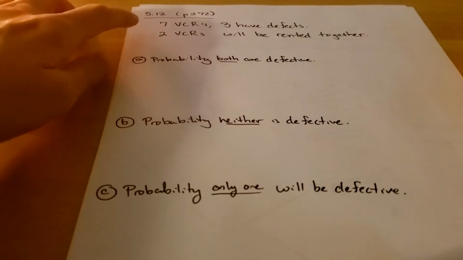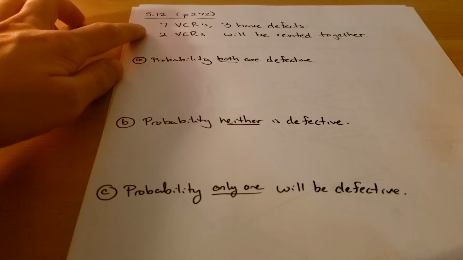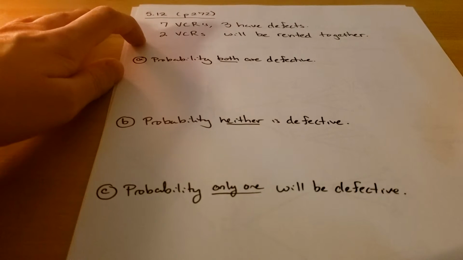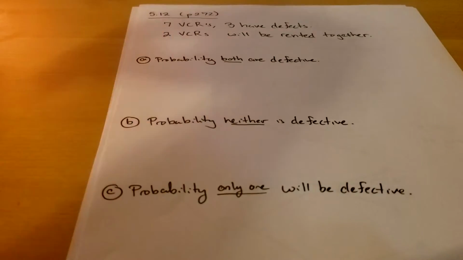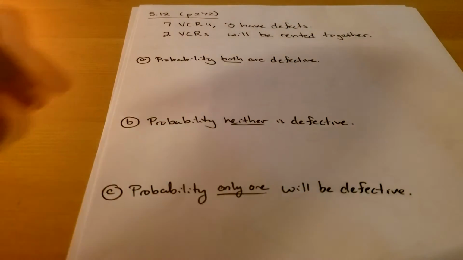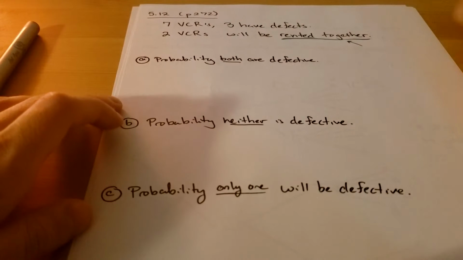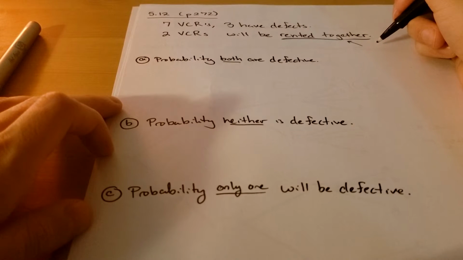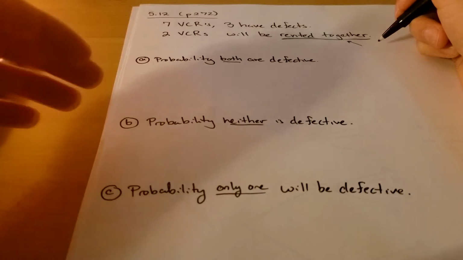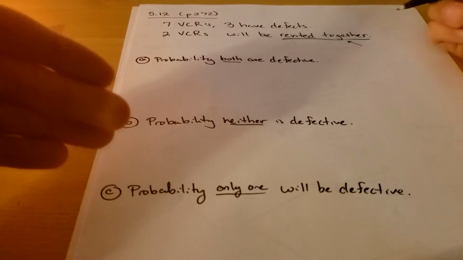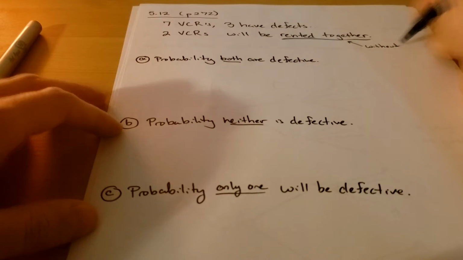So in this problem, we're told that there's 7 VCRs that can be rented and 3 of them are defective. Then we're being told that 2 VCRs will be rented together. The fact that they're being rented together is important. What this tells us is that this is a problem where we're taking things out of a group of objects without replacement, or that they're dependent events.